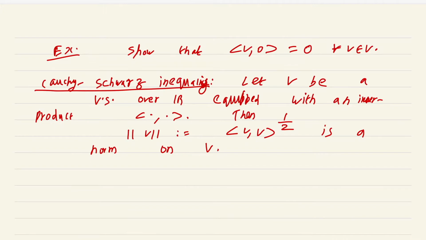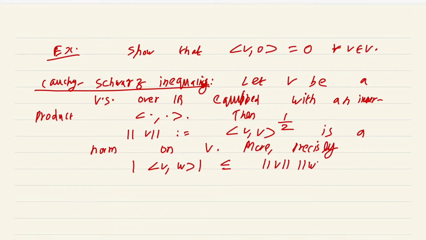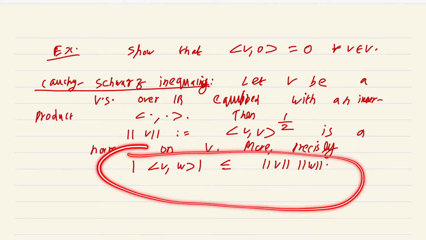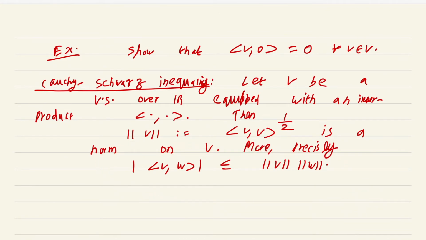Now, to actually prove the inequality, this just says something stronger than the inequality. More precisely, the absolute value of the inner product of V and W, remember the inner product will give you a real number, is less than or equal to norm V times norm W. This is the actual Cauchy-Schwarz inequality, and from it you will be able to get that it's a norm. Let's prove both of these facts together in one single stroke.